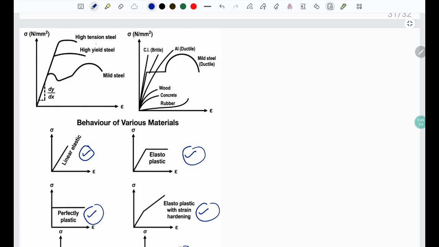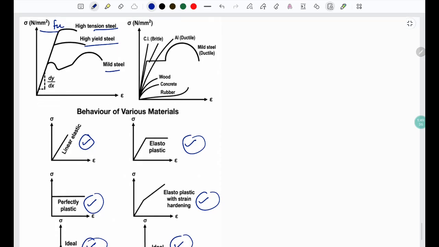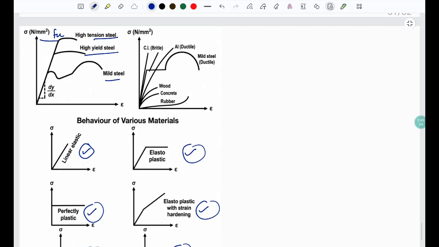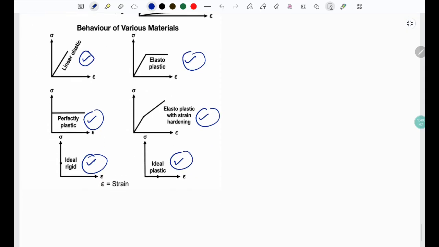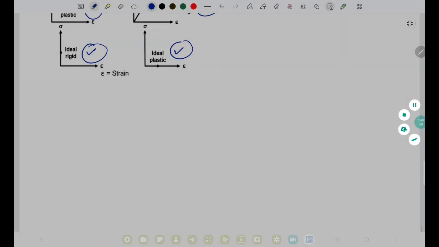And this is the graph of high tension steel, high yield steel, and mild steel. We know as the percentage of carbon increases, the ultimate stress increases, but the ductility decreases. Hence mild steel is the most ductile. Cast iron is brittle, aluminium is ductile. Let's see the next question.